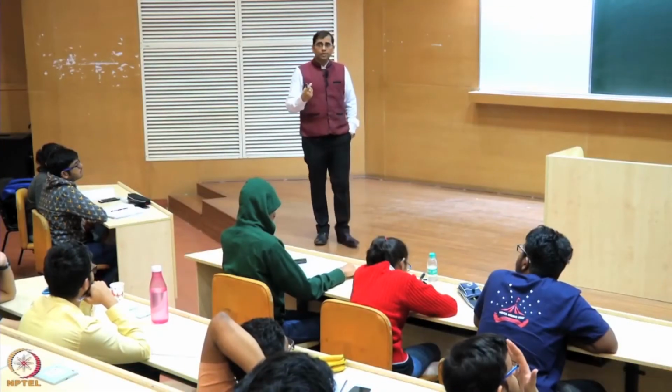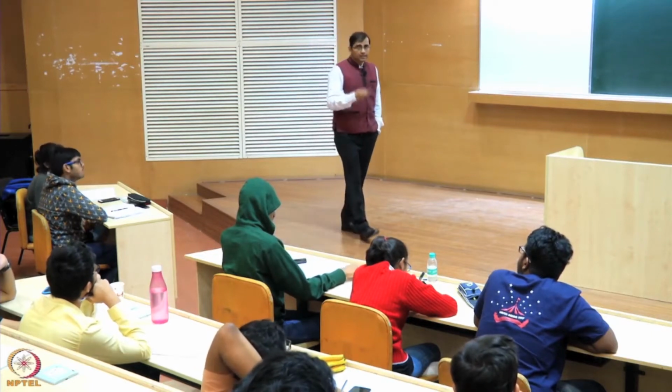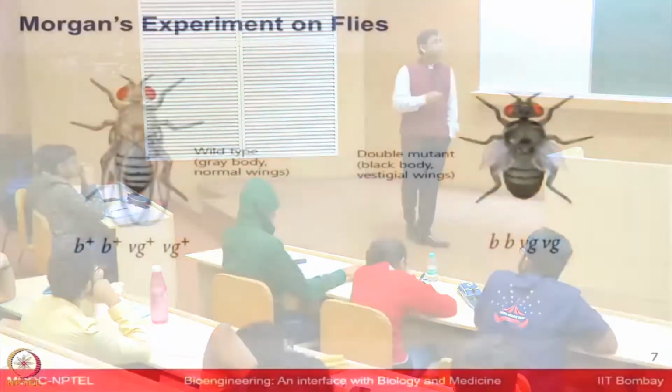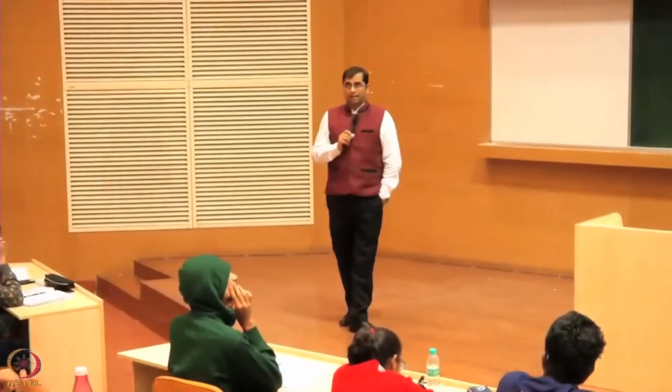Morgan was always using the fruit fly as a model system, and he wanted to study this investigation also in the fruit fly. So let's now add a little more information from the fruit fly experiment. In this case, we have two different types of fruit fly. One is wild type, which has the gray body and the normal wings, and second is a double mutant, which has black body and vestigial wings.